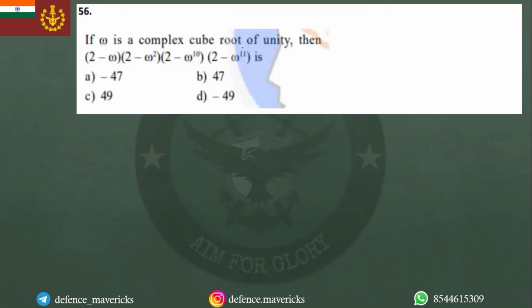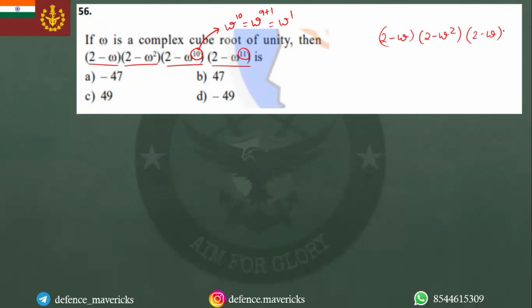Again, if omega is a complex cube root of unity, then what is this expression involving 2 minus omega square? So first let's simplify these two, then we'll get a better idea. So 2 minus omega square, 2 minus omega power 10. Omega power 10 can be written as omega simply because this is 9 plus 1, so we can just ignore 9. Now we can ignore the multiples of 3 in the power of omega. So this is simply 2 minus omega. And for 11, this will become 2 minus omega square.